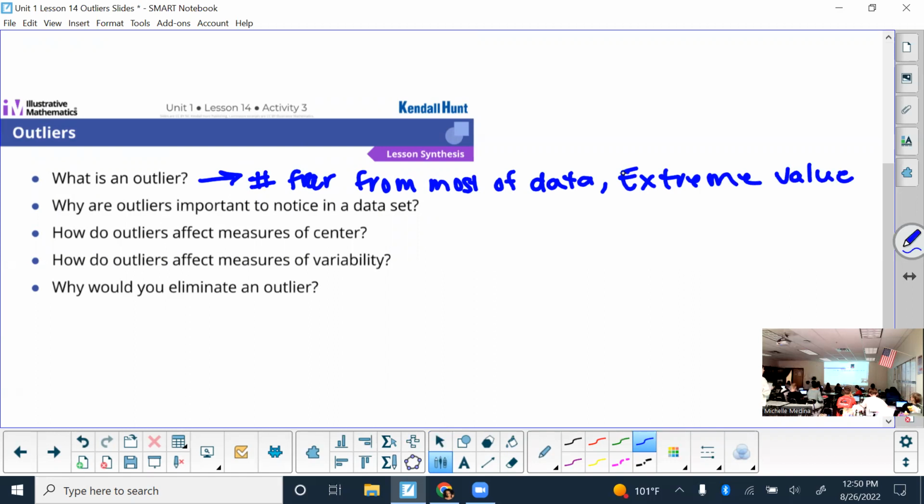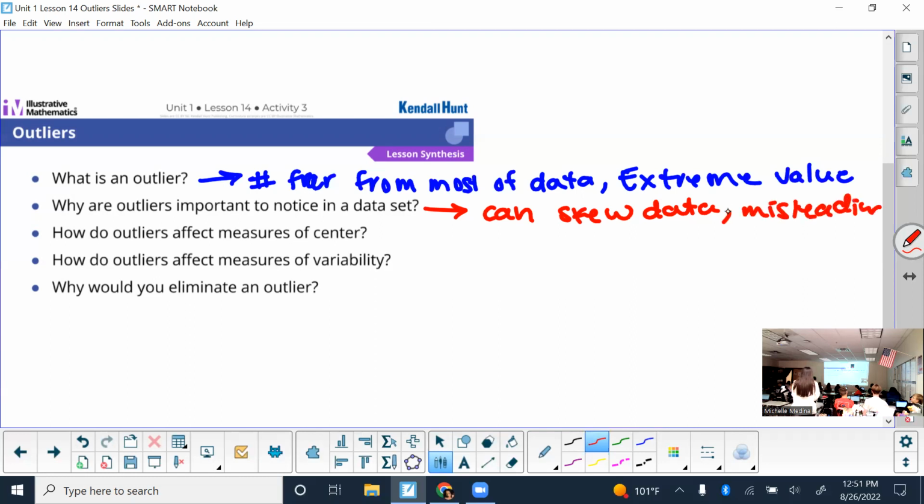Why are outliers important to notice for a data set, like in the real world, you think, Gavin? Good. It can skew your data. I'll use the healthcare example again. If the United States is trying to say that on average they spend about 3 point whatever thousand on healthcare, would that be true? No, they spend a lot more than that, but if they're trying to use that data to support that, then that would be misleading. So it can skew data, it can be misleading. It could show where errors were made in the collection of the data. So it's important to notice those things.